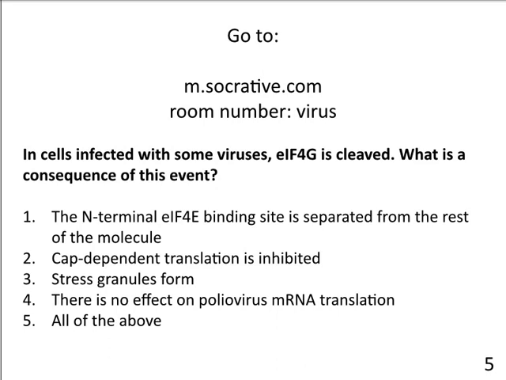Cap-dependent translation is inhibited, yes, because the cap binding protein can no longer recruit the ribosome. Stress granules form, that's true. There is no effect on polio mRNA translation. Cleavage of 4G has no effect on polio translation because it doesn't need a cap, it has an IRES. So they're all true. So if you picked two, you were correct, but everything else is correct as well.